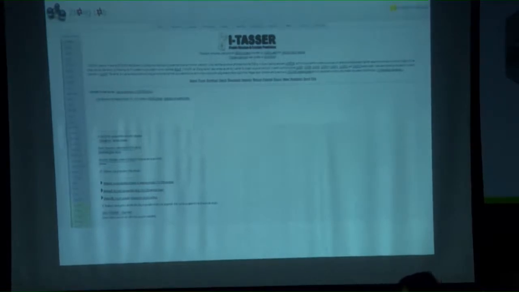It is hosted by the Zhang Lab from the University of Michigan. Once you submit the sequence, you have to wait a few days, and they will send you an email with the best 5 models for your amino acid sequence. This is the type of output you will get from I-TASSER. You can count 1, 2, 3, 4, 5 models they have provided.